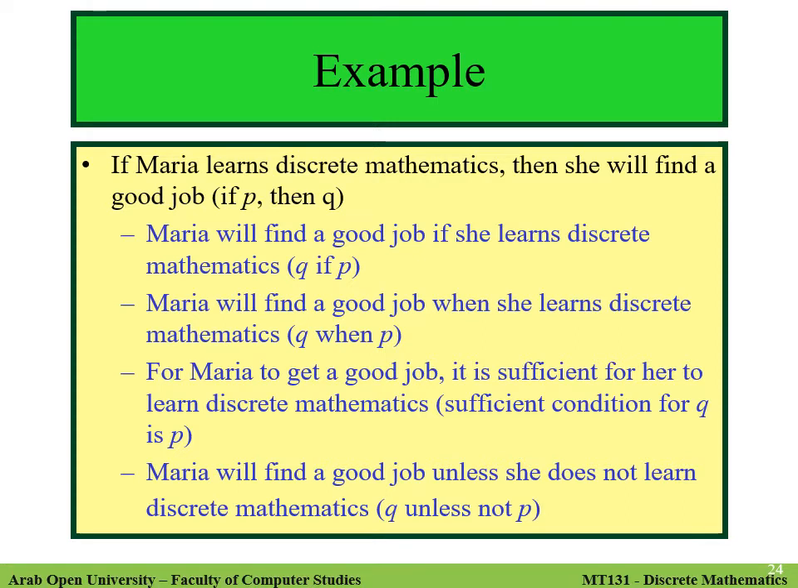For Maria to get a good job, it is sufficient for her to learn discrete mathematics. This is saying that P is a sufficient condition for Q. Maria will find a good job unless she does not learn discrete mathematics. In this form, you have Q unless not P. But there are many ways to say the implication. There are more examples in your book of different ways of using the implication statements when you use English sentences.